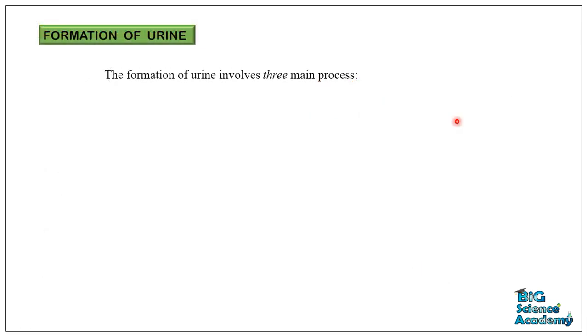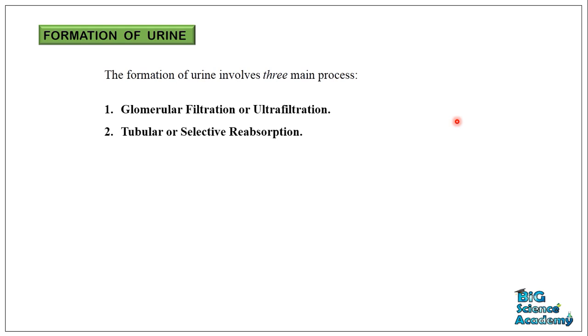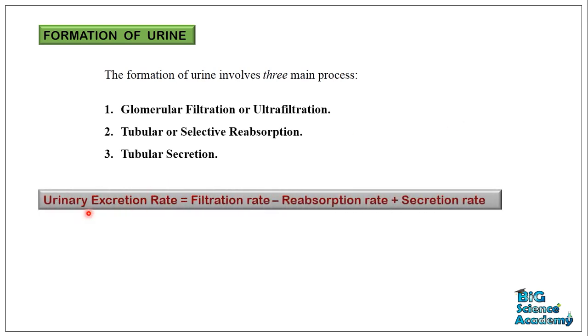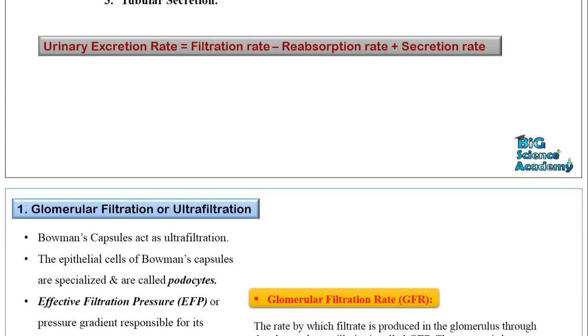Now we will discuss the formation of urine, or the process by which urine is formed. The urine formation process mainly involves three processes. The first one is glomerular filtration or ultrafiltration. The second one is tubular or selective reabsorption, and the last one is tubular secretion. Here we can see that the urinary excretion rate is equal to the filtration rate minus the reabsorption rate plus the secretion rate.